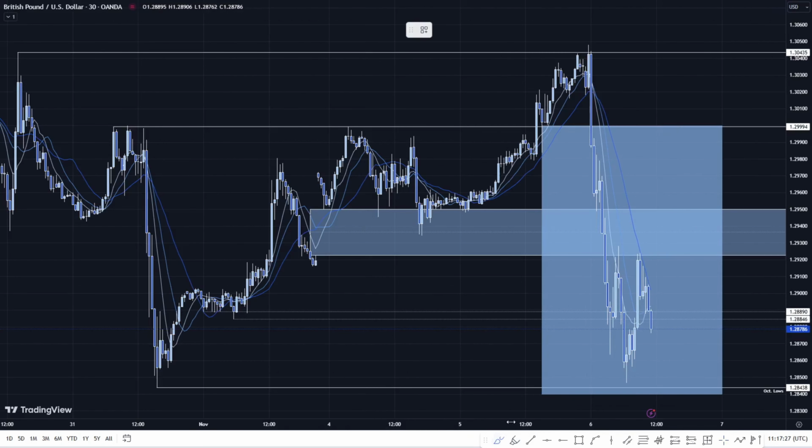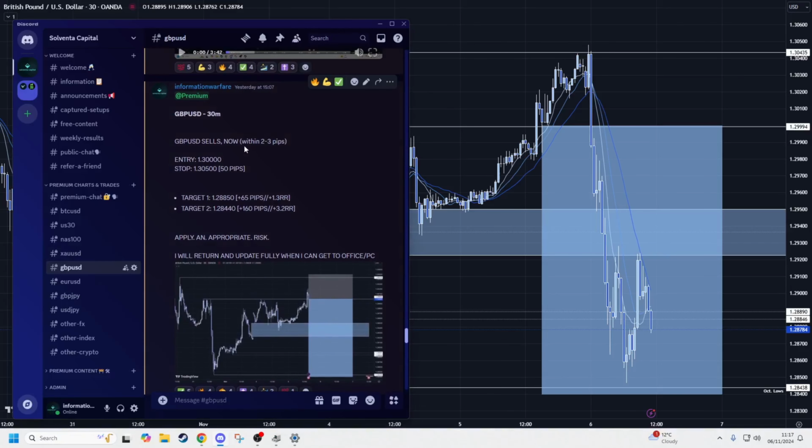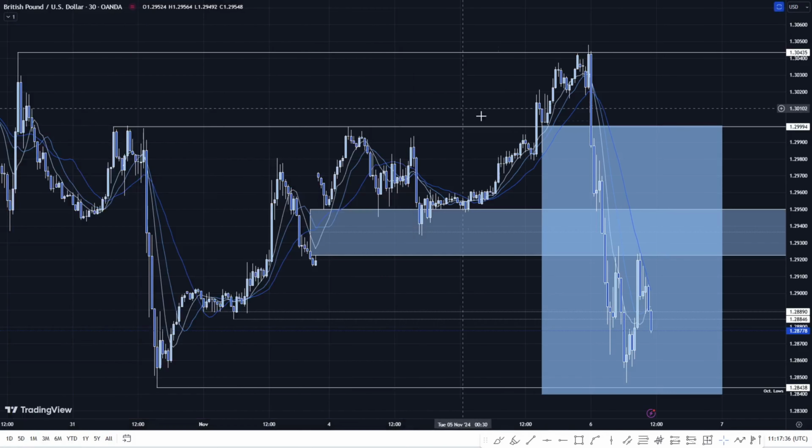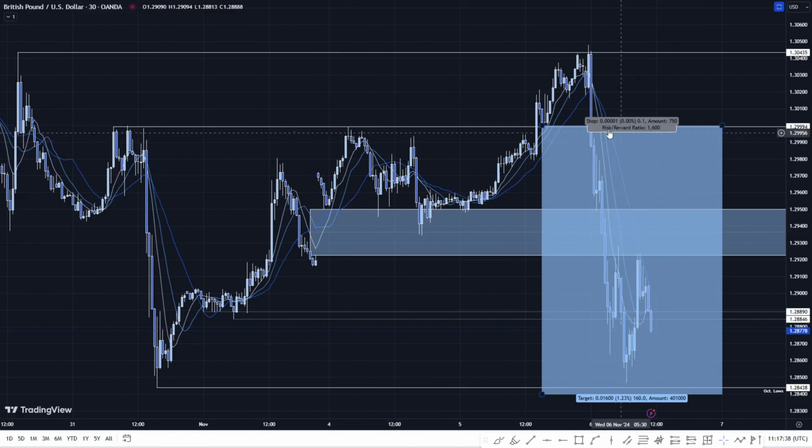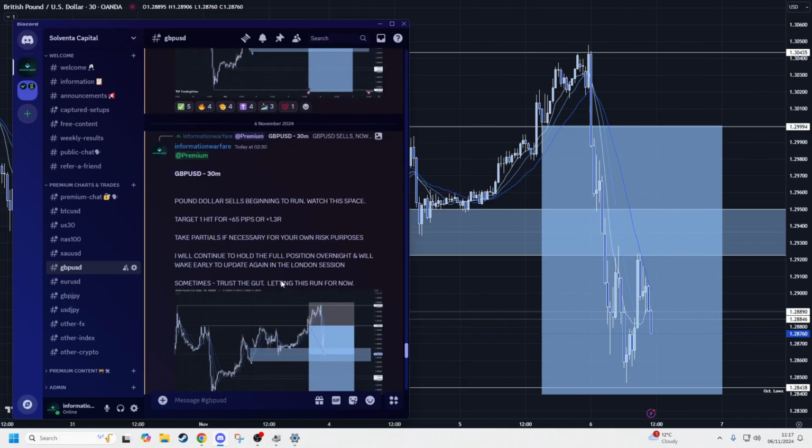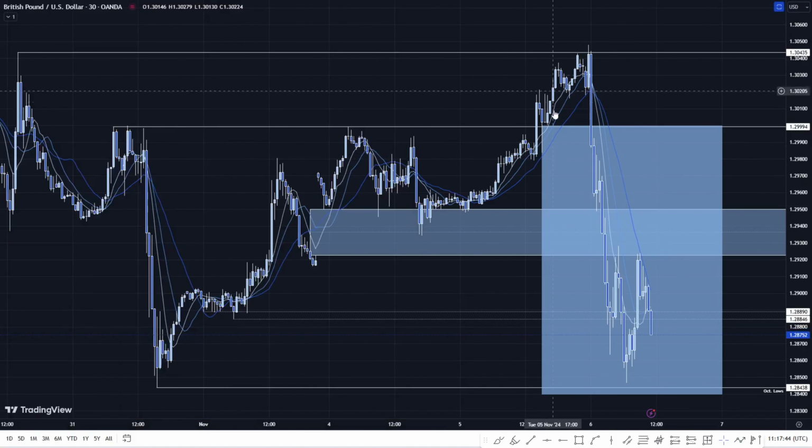So first things first, we took the sells. If we pull up Discord, we took the sells yesterday about 3 p.m. UK time from 1.3 thousand flat with a 50 pips stop loss, which was just above these highs. We took those trades, and we really sat in quite a lot of drawdown for most of the New York session.